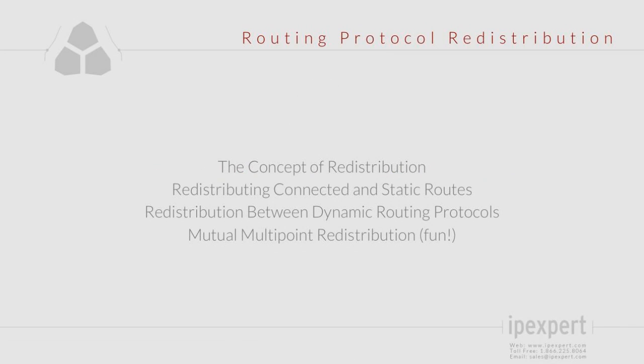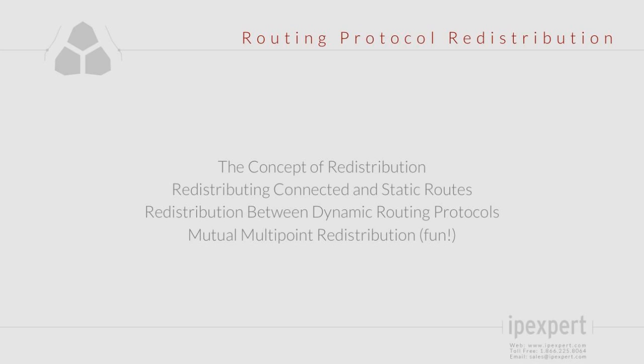We are going to take a quick look at redistributing connected and static routes, and even though it sounds like a simple process, there are little caveats there that you need to be on the lookout for. And then we are going to look at the redistribution between dynamic routing protocols. And finally, we are going to take a look at one of the most complex scenarios you can encounter in your networking, which is also fun, which is mutual multi-point redistribution.